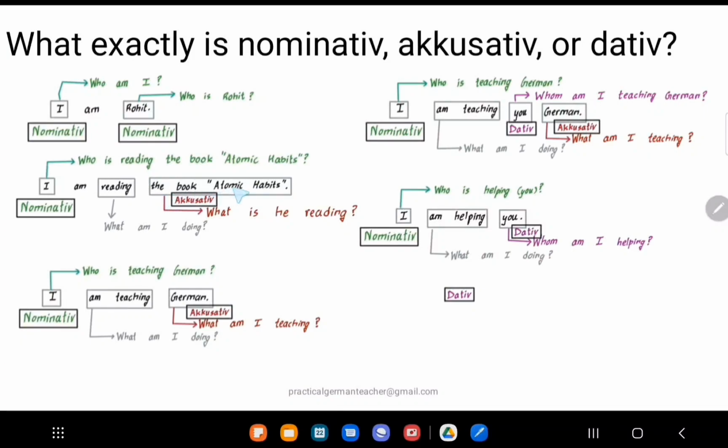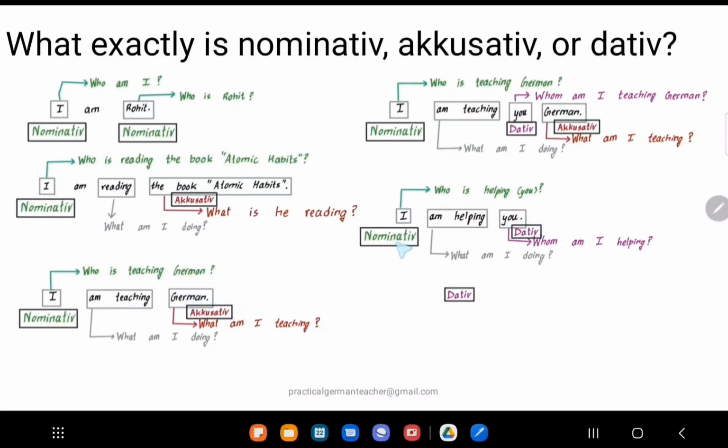I am reading the book Atomic Habits. So the book, what is he reading, right? What am I reading? So this "what" will be accusative case. Then, I am teaching German. Again, who is teaching German? Nominative. Am teaching, that is the action. Then what am I teaching? So that's why German is in accusative case.